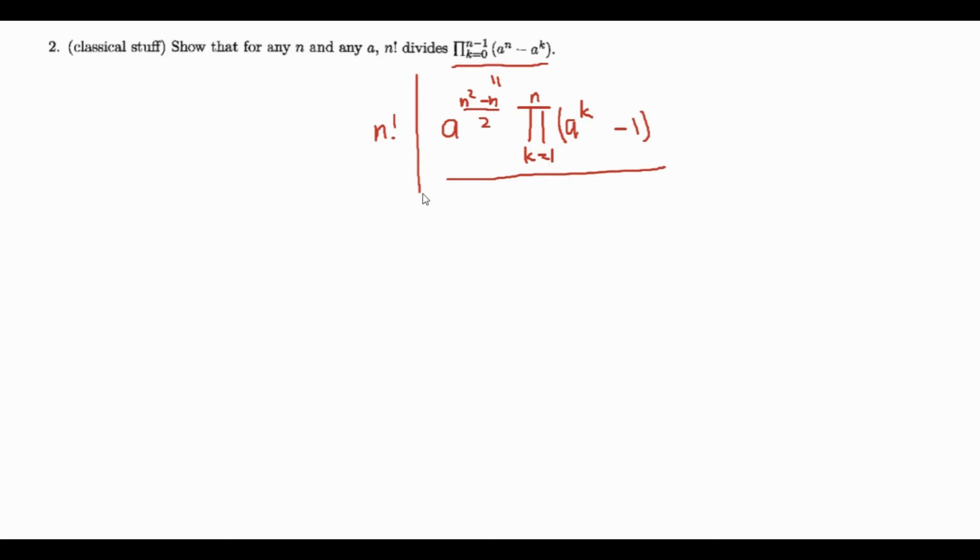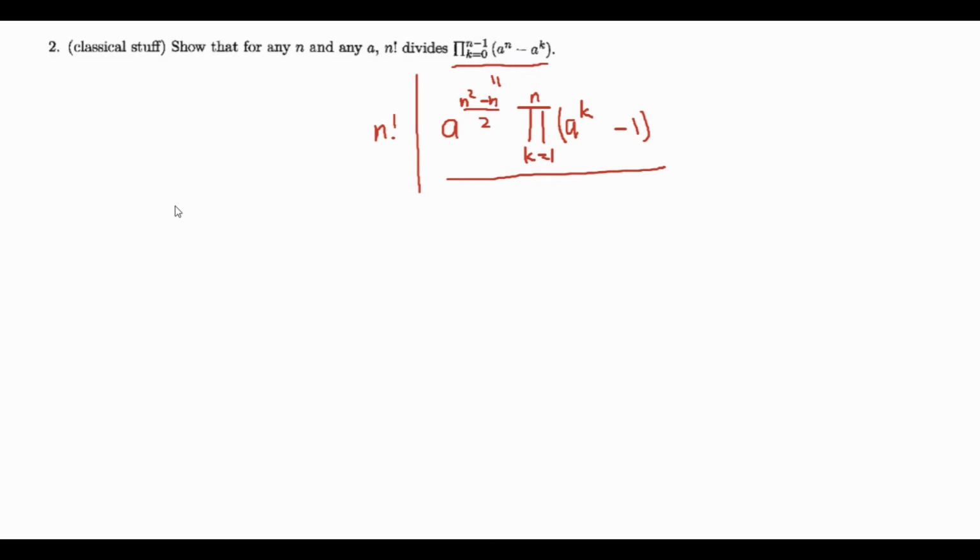So how do we do that? Well, one good strategy in number theory is to consider the primes. If for a prime p, that prime p divides into n factorial some number of times, and it divides into this expression an equal or greater number of times, and if this is true for all primes p, then that means n factorial must divide this expression.